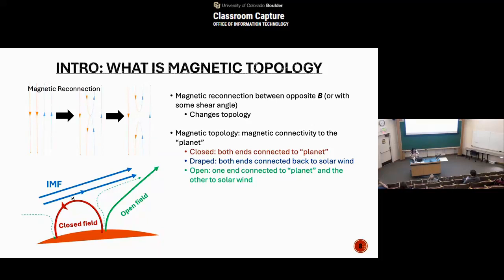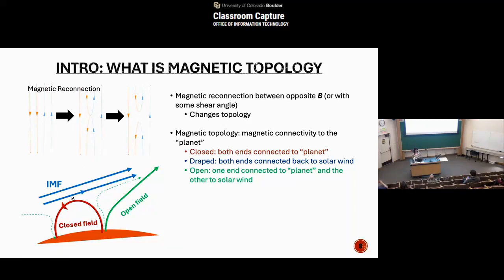So when the solar wind field interacts with, for example, the crustal fields, it creates a very dynamic magnetic connectivity. This is what we call magnetic topology. It's defined as magnetic connectivity to the planet. If the field line is connected to the planet on both ends, like the closed field, the red line here at the bottom panel is a closed loop. And for the solar wind, it doesn't have any connection to the planet, which is what we call draped.